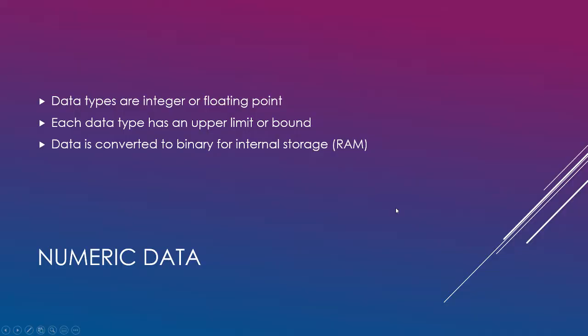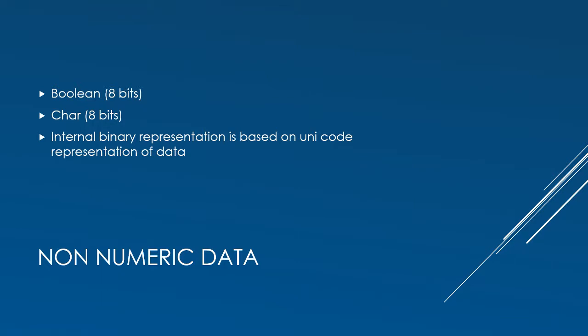So these data types are either integer or floating point. Each data type has an upper limit or bound of how large of a value it can contain. Data is converted to binary for internal storage in RAM and on the flash drive and your hard drive.